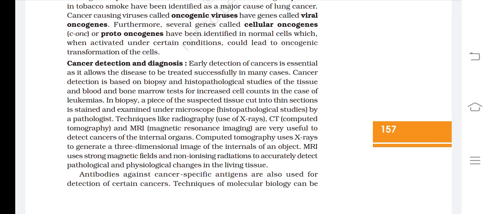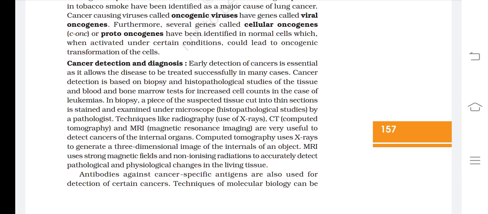Cancer detection and diagnosis. Early detection of cancer is essential as it allows the disease to be treated successfully in many cases. Cancer detection is based on biopsy and histopathological studies of the tissue and blood and bone marrow tests for increased cell counts in the case of leukemias. In biopsy, a piece of the suspected tissue, cut into thin sections, is stained and examined under a microscope for histopathological studies by a pathologist. Techniques like radiography, use of X-rays, CT or computed tomography, and MRI, magnetic resonance imaging, are very useful to detect cancers of the internal organs.